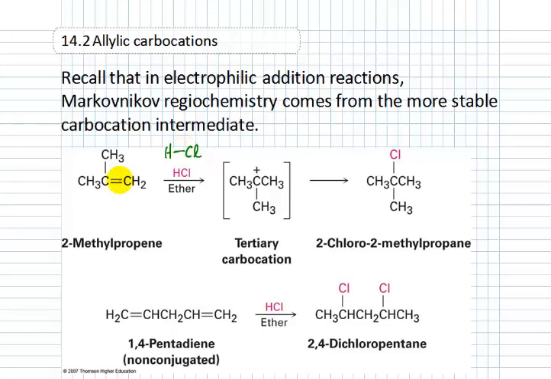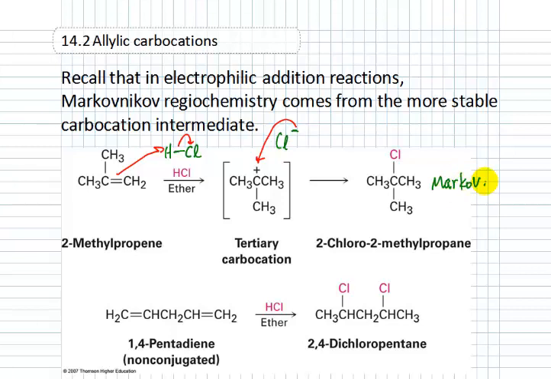The pi electrons will attack the H. That will displace the bond between H and Cl, so we'll end up with a carbocation plus chloride. The carbon that became attached to the hydrogen is determined by where the more stable carbocation is formed. So that's why I bonded the H to the end carbon as opposed to the interior carbon, because bonding the H to the end carbon gives us this more stable tertiary carbocation, which can then be attacked by the chloride ion to give us the Markovnikov product.